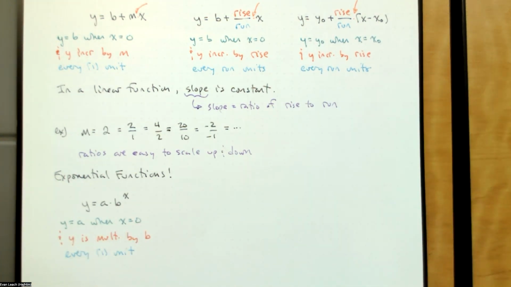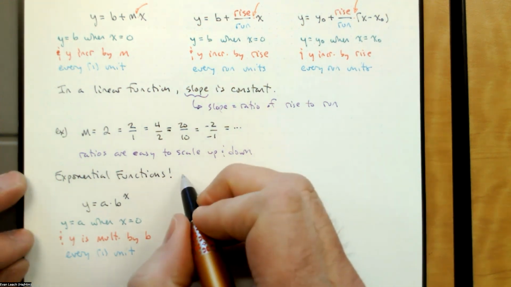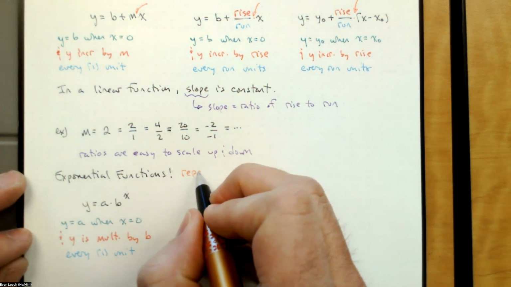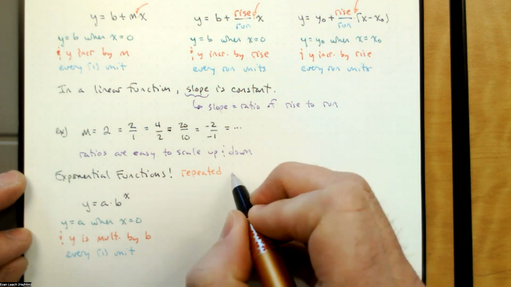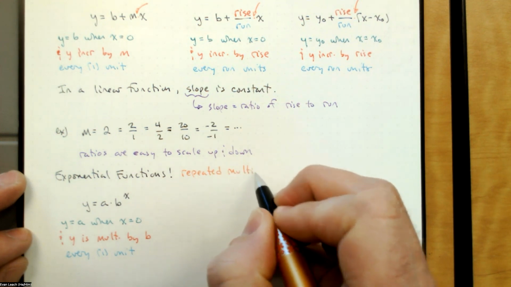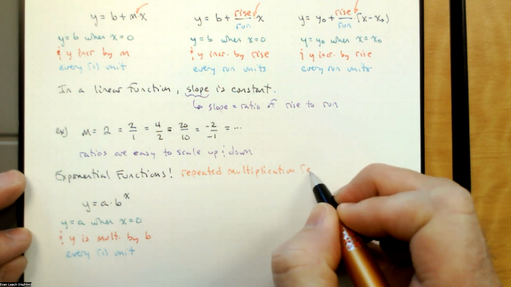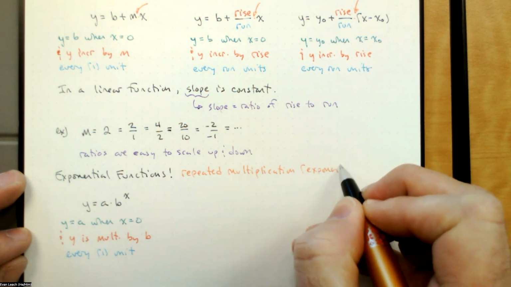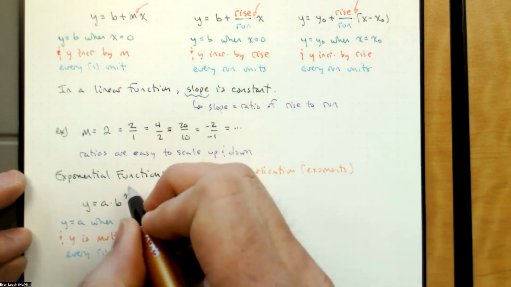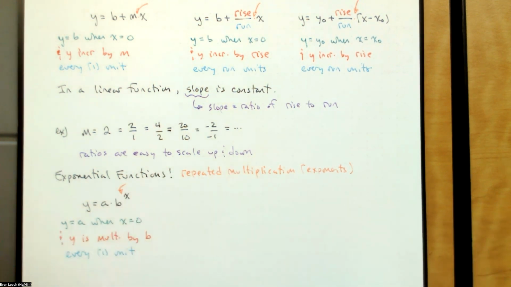Y is multiplied by b every 1 unit. This repeated multiplication is indicated with the exponent. So an exponential function is repeated multiplication, which is exponents. And there's our repeated multiplication, summarized with an exponent.